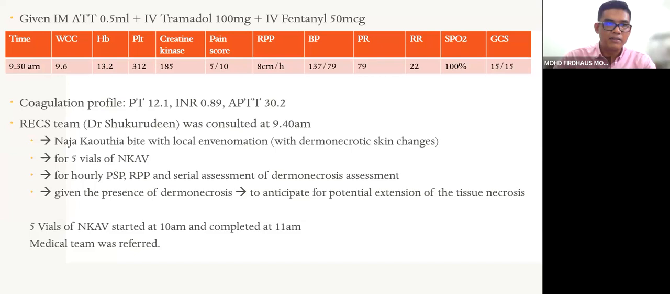medical team was referred. Initial blood investigations were unremarkable with creatinine kinase elevated at 185. Next slide, please.